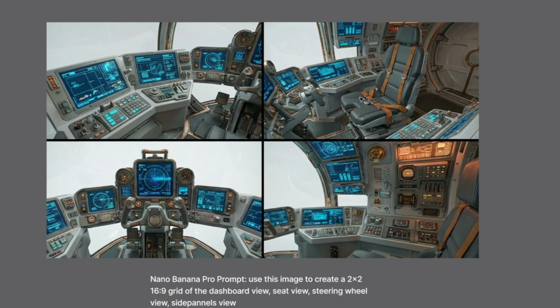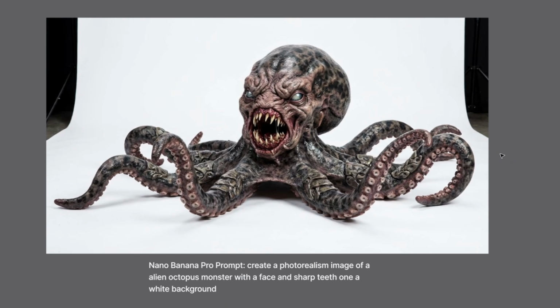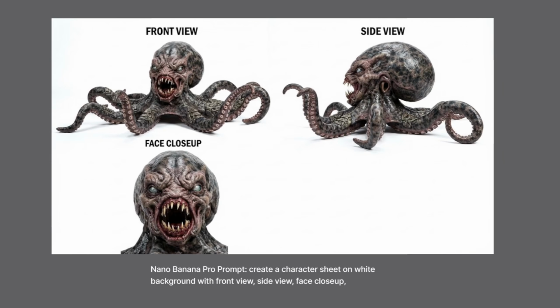And you can see here for the seat view, we also see the back or the door in the background, which is very useful for us. As a last element, we also need the monster. In this case, I used Nano Banana Pro to create it. And then of course we need to have a front view, a side view, and a close-up. In this case I didn't need a backside view because it's an octopus.